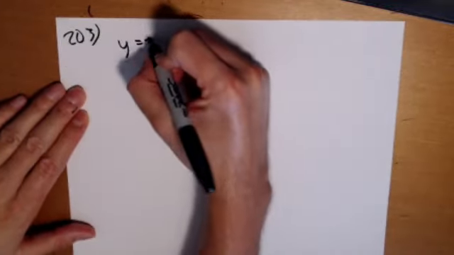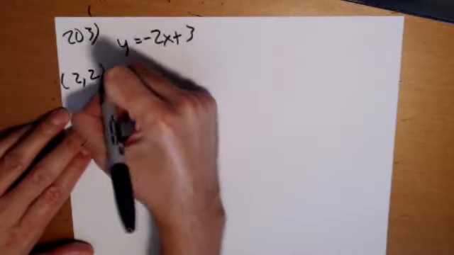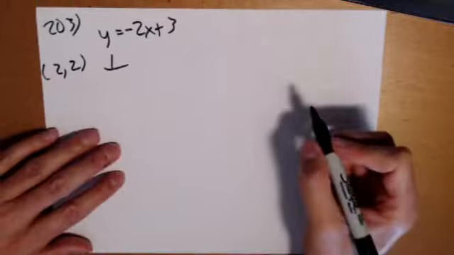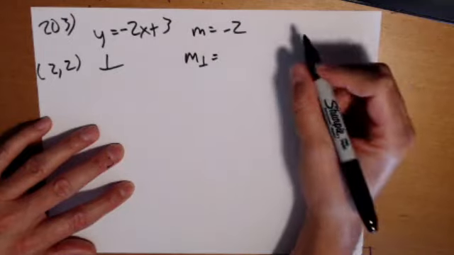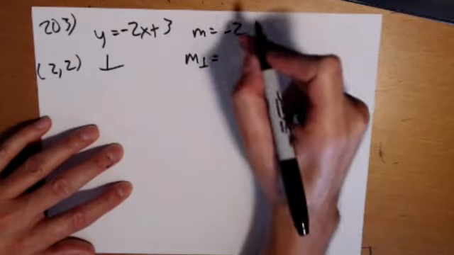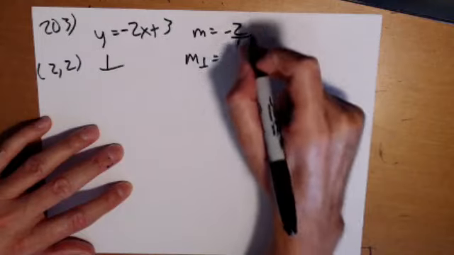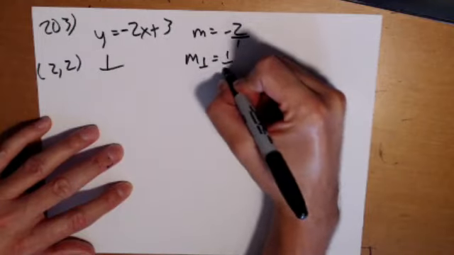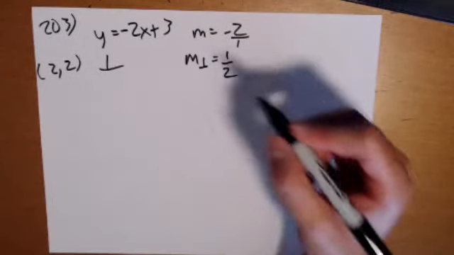So y is equal to negative 2x plus 3. They want it to go to the point (2, 2), but to be perpendicular. Okay, so the slope of this line is negative 2. So the slope of a line perpendicular to that must be opposite reciprocal or negative reciprocal. So maybe put a 1 underneath there. Flip it over, change the sign. 1/2. Make sure that makes sense. That was the tricky part, I think.